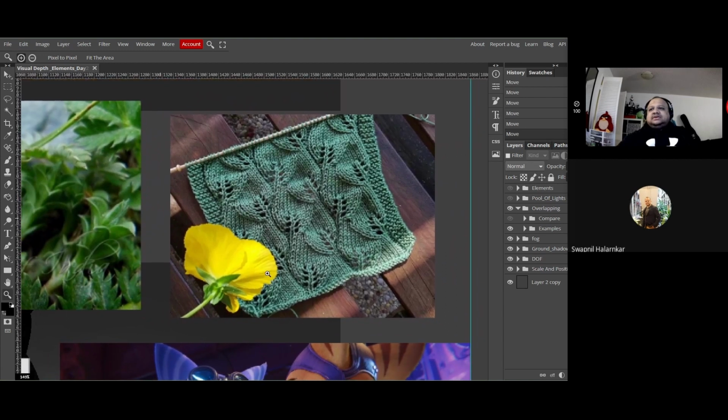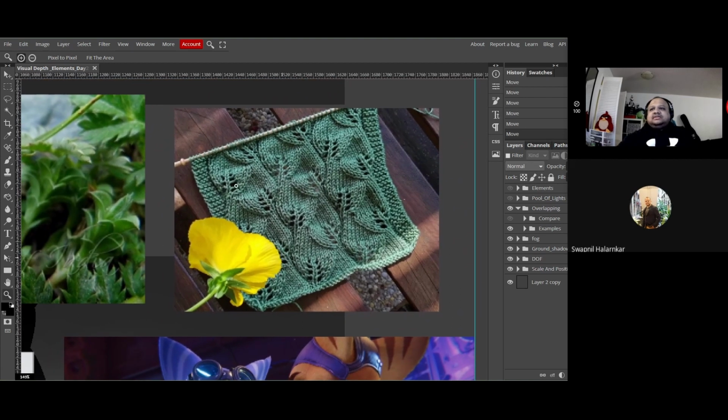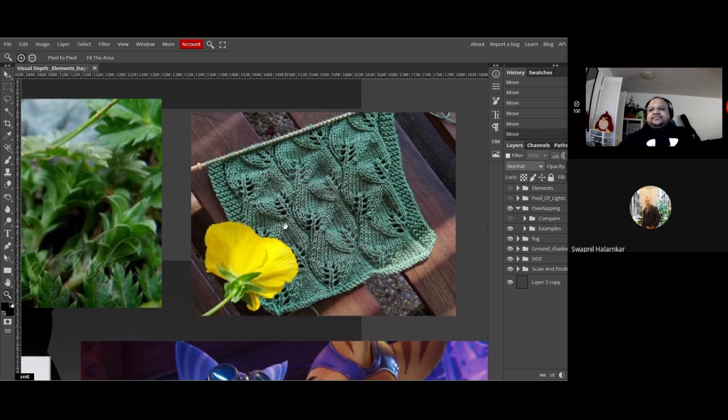Then this is a small example where there are two objects. There is a flower kept on knitted wool. Also, there is a difference in value: this is a very bright object and this is a little darker object, and overlapping can help you without having that contrast, and that's why you can feel the difference between the two objects.